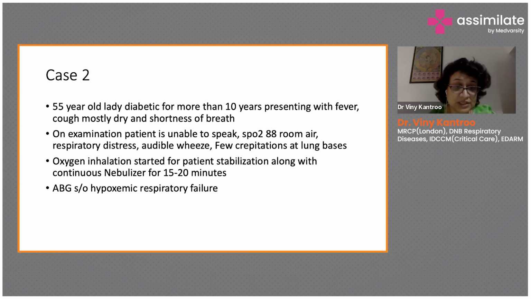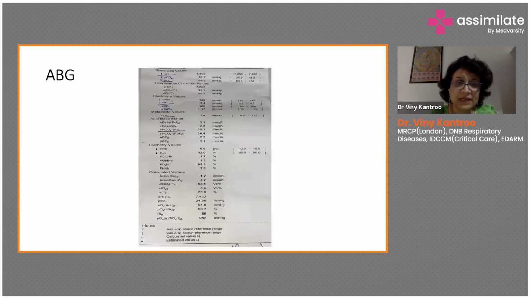Oxygen inhalation is started for the patient with stabilization, along with continuous nebulization for 15 to 20 minutes. We do an ABG along with stabilizing the patient, and it is suggestive of hypoxemic respiratory failure. The ABG is in front of you. The values are pH 7.50, PCO2 32, PO2 59, and a bicarb level of 25. So let's have a small discussion on this case presentation.